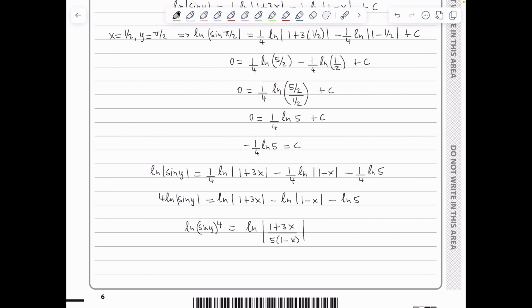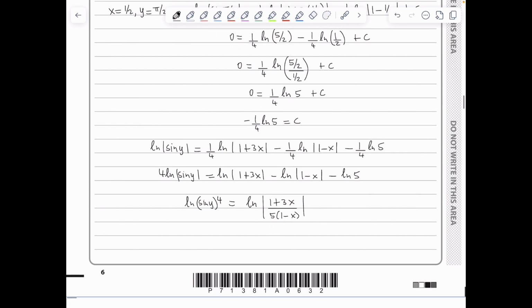Now we've got one ln on either side of the equal sign, so we can get rid of the ln's, and we conclude that sine y raised to the power of 4 is equal to (1 plus 3x) over 5 times (1 minus x).